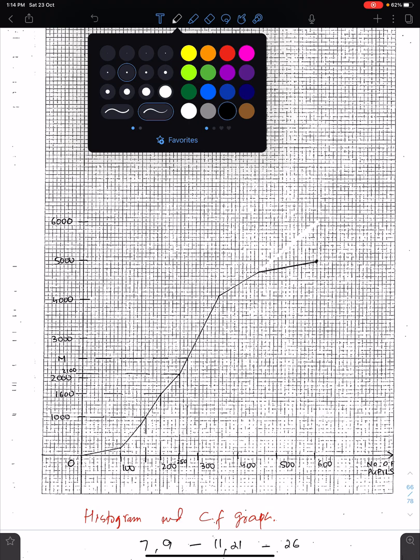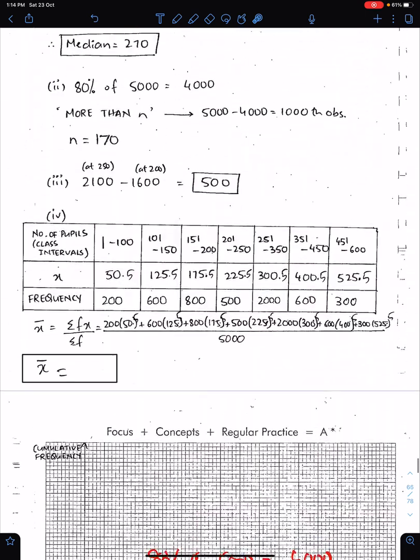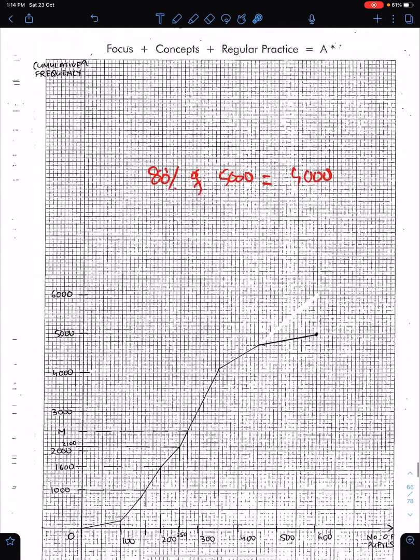Let me do this calculation here. 80% of 5,000 is 4,000. So this 4,000 is here. We need this value of n. Whenever this is at least or more than or greater than, then always take this part of the curve. So that's the value of n. 80% of 5,000 is 4,000. So the 1,000th observation is 170. This is 170.